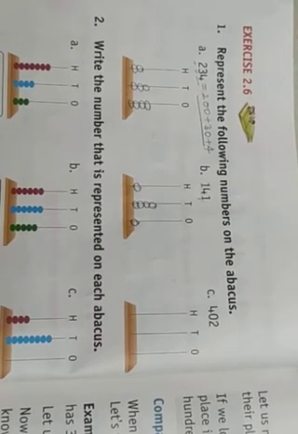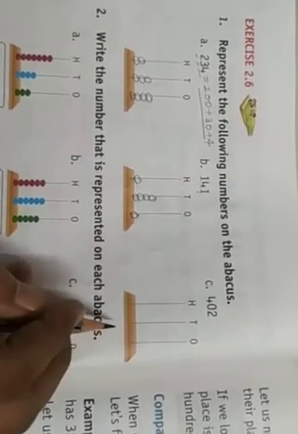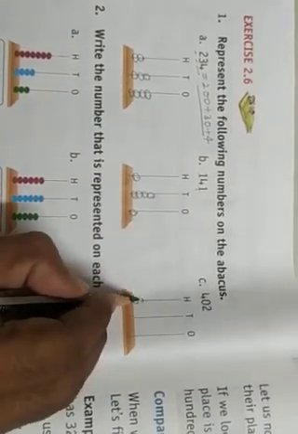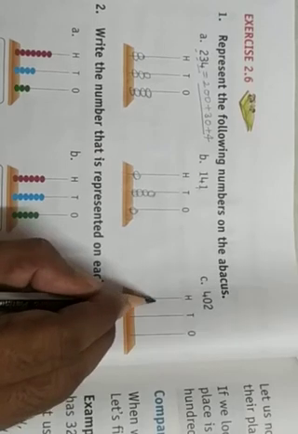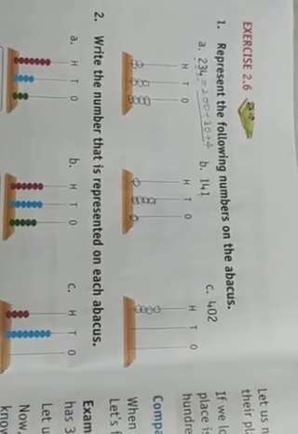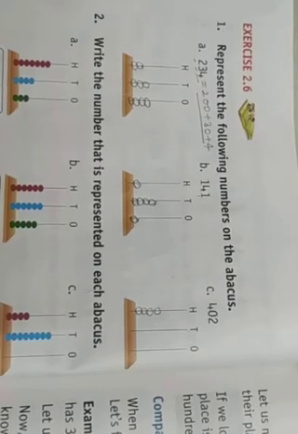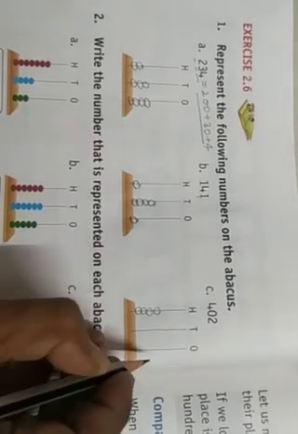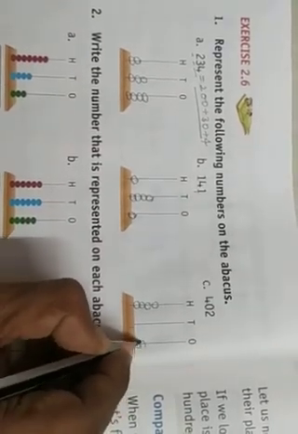Now what about 400 and 0? 400: 1, 2, 3, 4 at the 100's place. 0 means there is no need to put any beads on the 10's place. Just leave it blank. Right? Then in the 1's place we have to put 1, 2 beads.